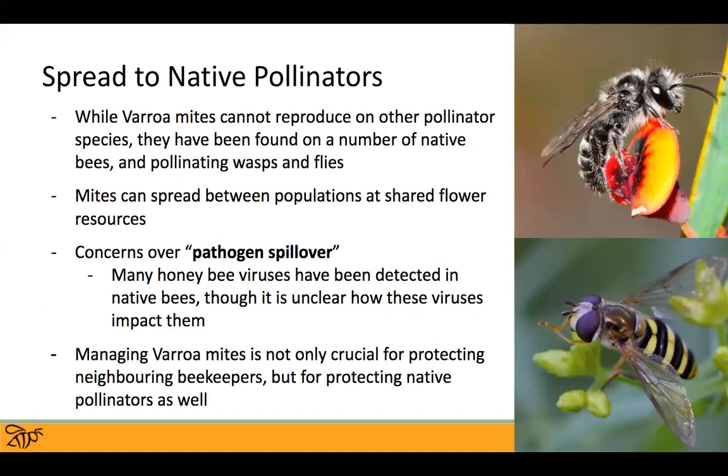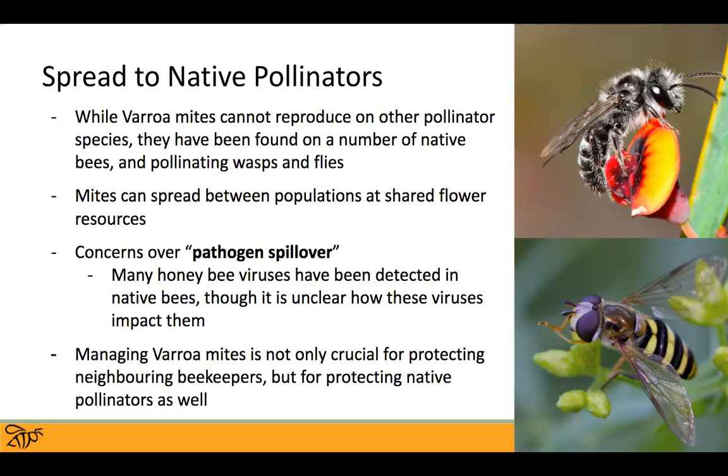Another reason that it's important to manage our Varroa levels is because it is possible for our Varroa mites to also impact native pollinators. Varroa mites can't reproduce on other pollinator species, but they can attach to the bodies of these other insects when they're in the phoretic stage. They have been found on a whole bunch of different types of native bees, as well as pollinating wasps and pollinating flies.